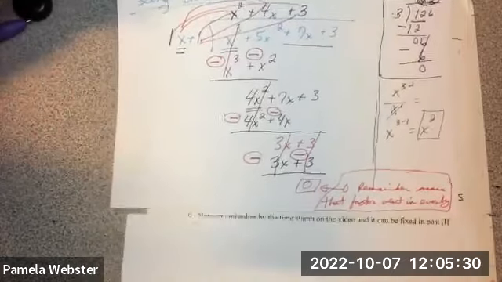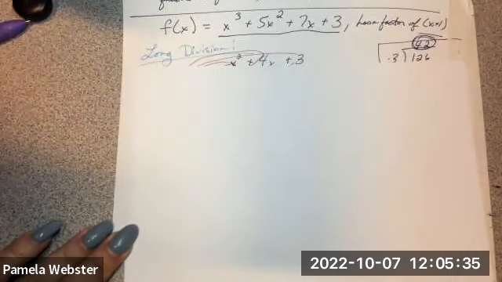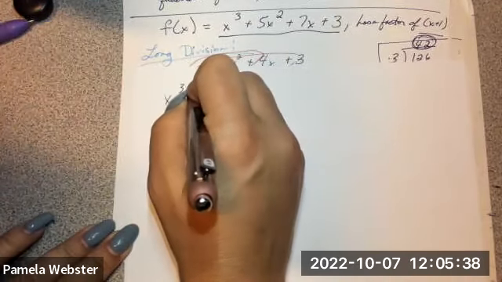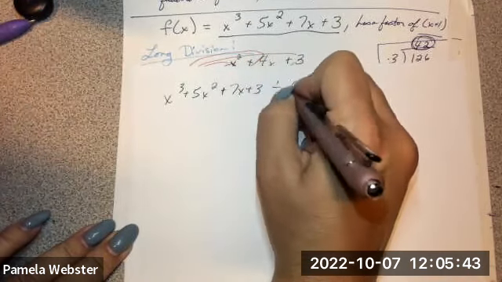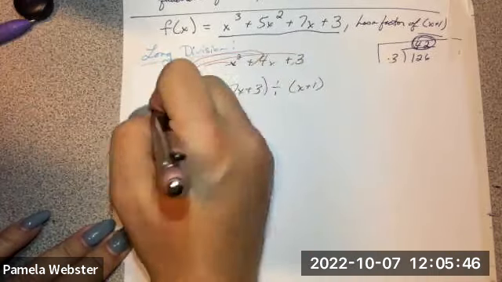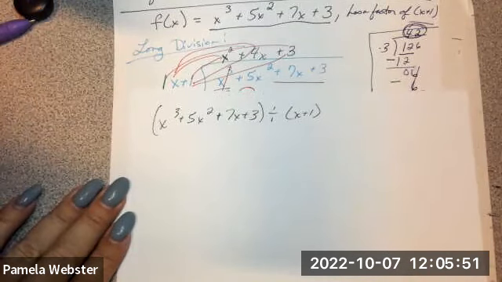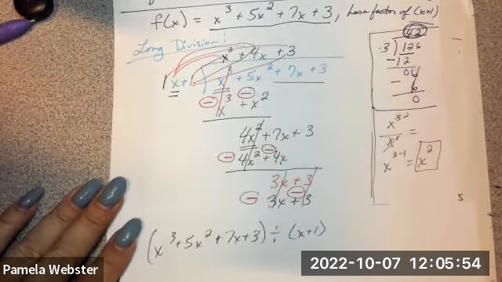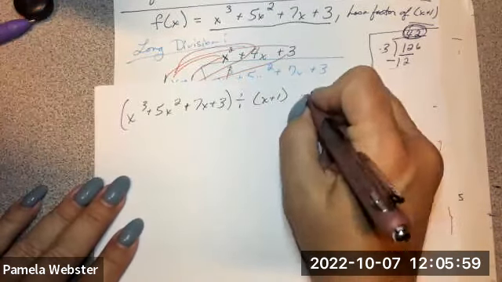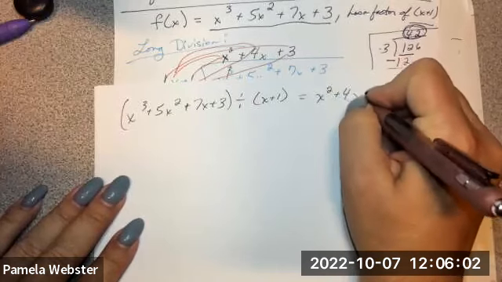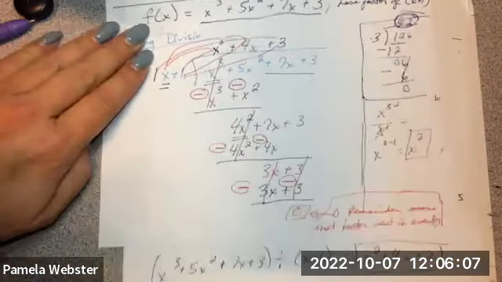So here's what we say. This is what it looks like. Remember the original problem was x cubed plus 5x squared plus 7x plus 3. And we divided it by x plus 1. I'm going to put parentheses so we can see both of those guys. Okay, that's the process we were doing, all right? And what we got was whatever is on top, that's my answer, right? That's equal to x squared plus 4x plus 3. Okay. And it happens to be no remainder.